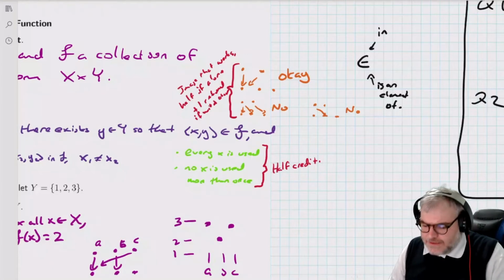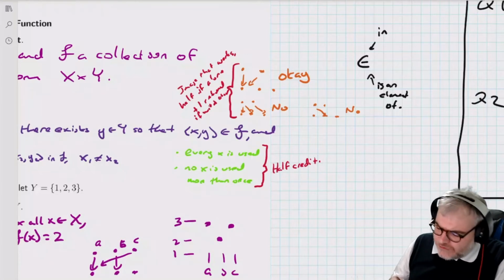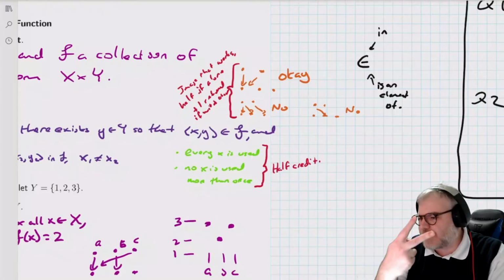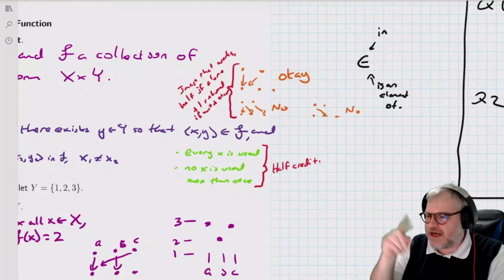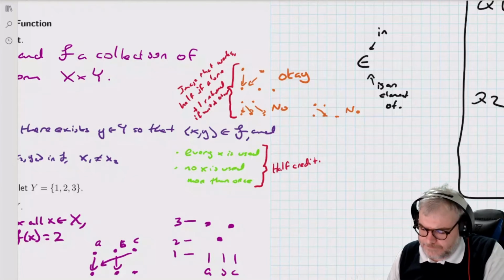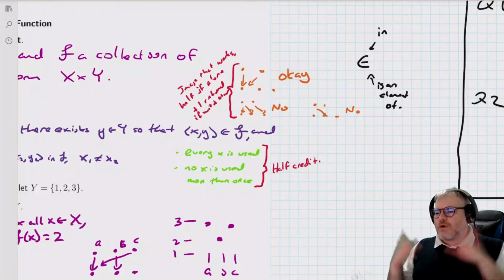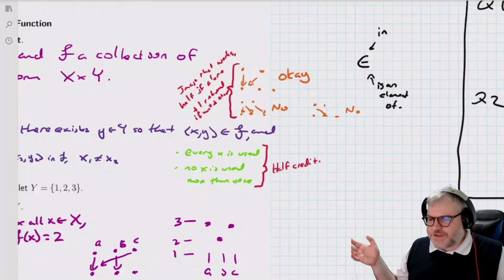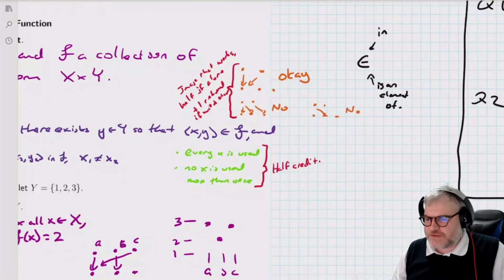So let's see. There are a lot of ways you could get it, right? If you did the words, every x gets used, no x is used more than once, that would have been 2 points. You did a picture, you got another 1. You got 3. What's the moral of the story? There are 2 morals of the story.